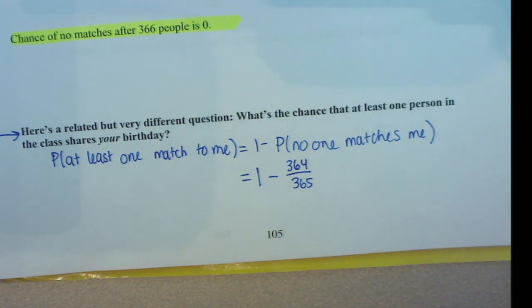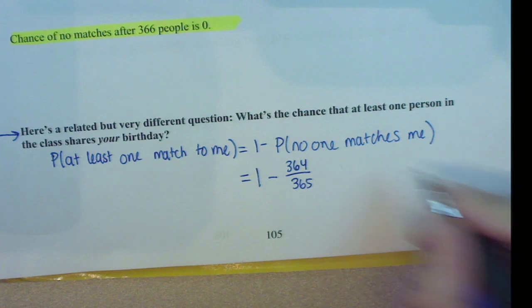And then the third person, again, I don't care about any other birthdays except mine. They still have a 364 out of 365 chance of not matching me. Every single person I ask, the probability they don't match me is 364 over 365. It's different if I think about matching other people, but just me, this is always the probability.